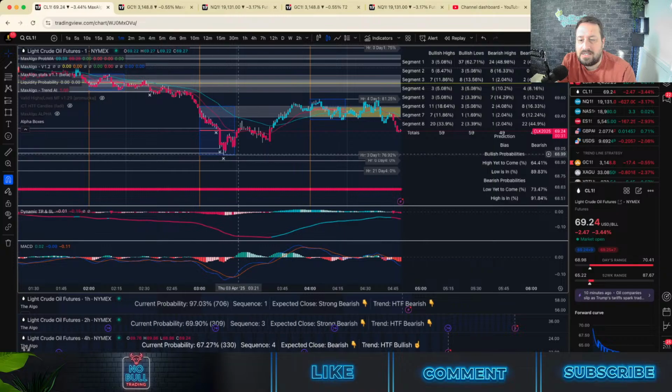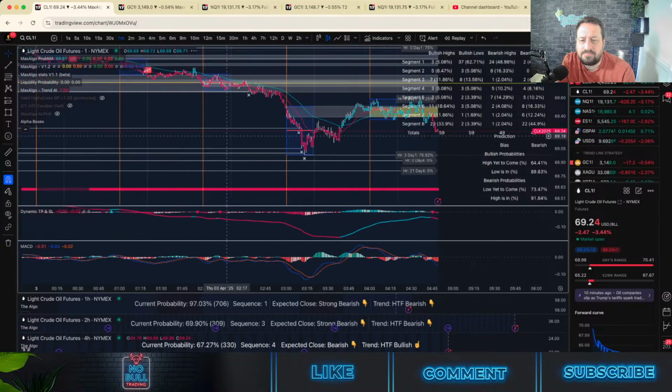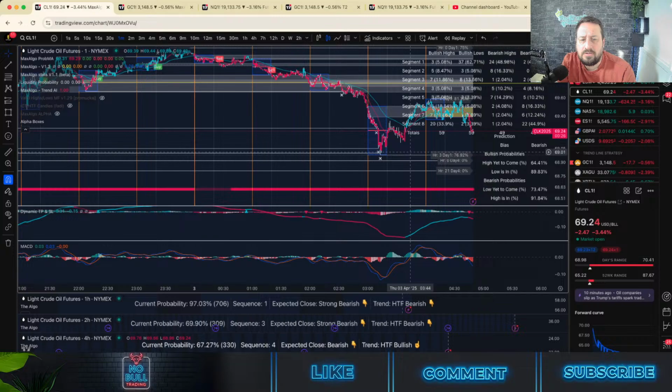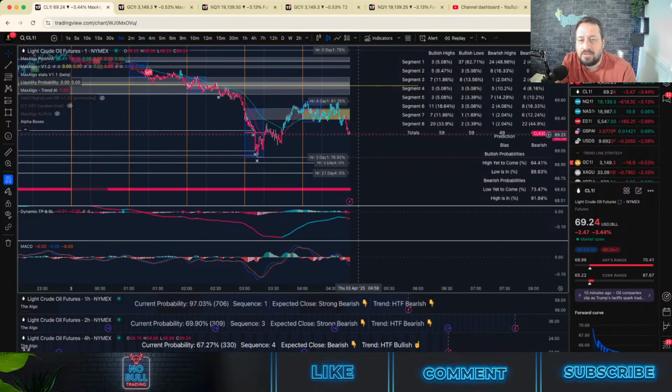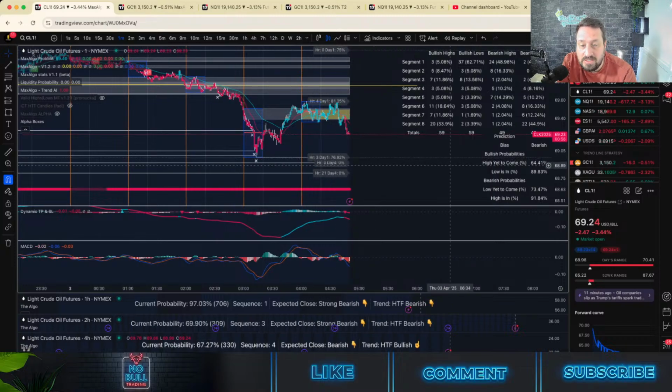So yeah, this is not likely if we are going to close bearish. If we were going to flip this, this is where it was going to flip really. So, high probability, but this isn't our low for the hour. 76% probability from a liquidity point of view.